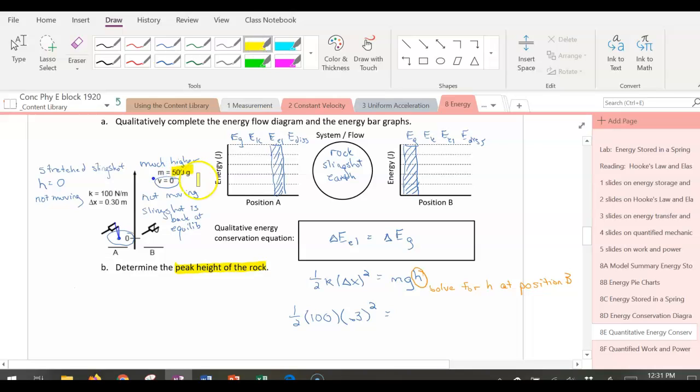As I'm plugging these in, I'm just checking, and they gave me the mass in a non-standard unit. It's 500 grams. So I need to convert to kilograms, and 1 kilogram is 1,000 grams. So that is 0.5 kilograms. Okay, so that's what I want to plug in, the number in standard units. G is 9.8, H. So now all I have to do is solve for that H.